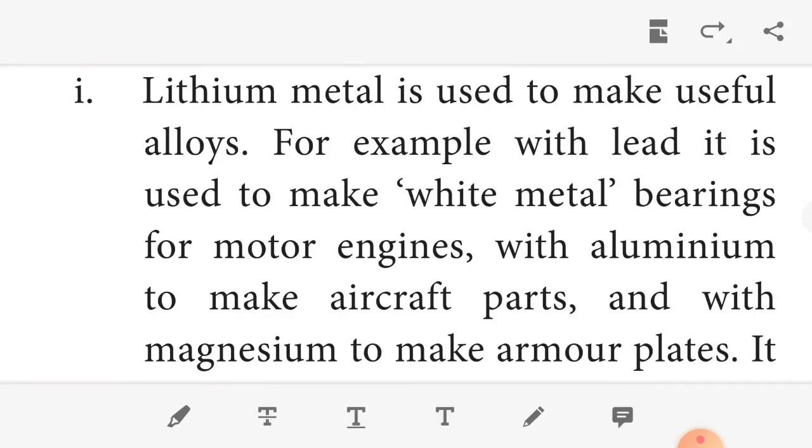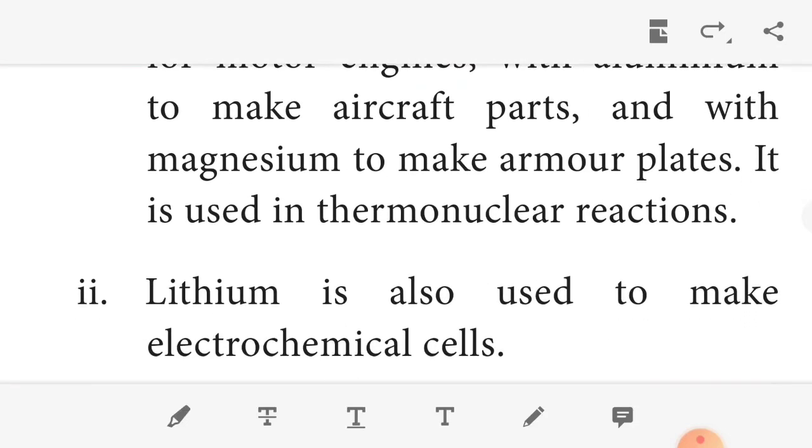With magnesium it is used to make armor plates, like the shields used in wartime. It is used in thermonuclear reactions. Lithium is also used in making electrochemical cells. Lithium carbonate is used for medicinal purposes.